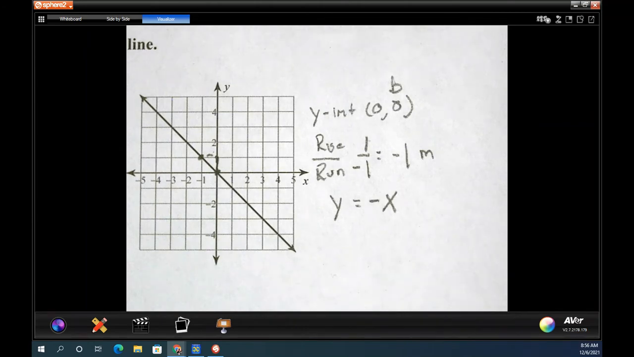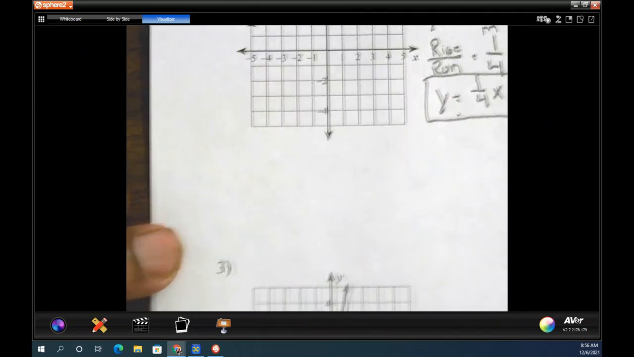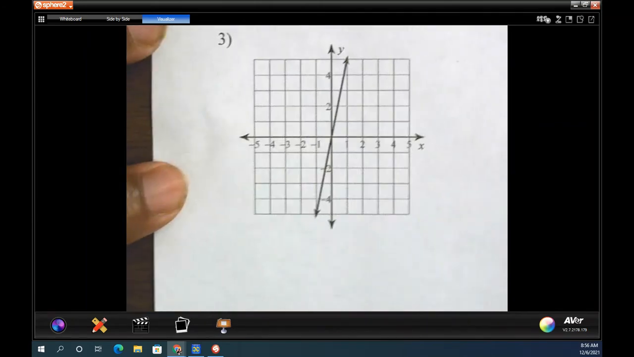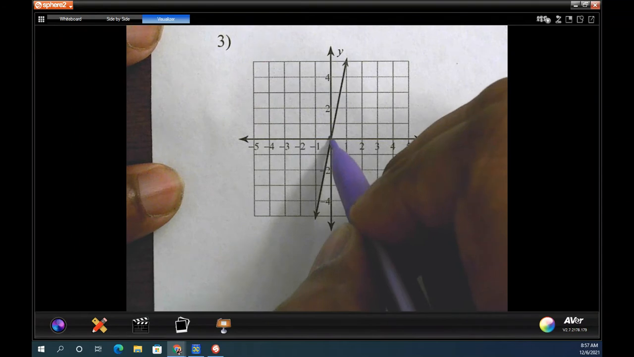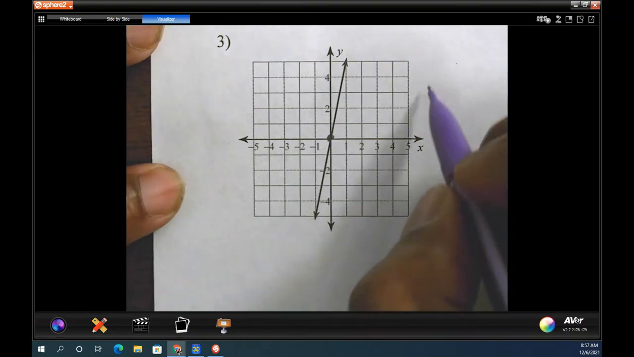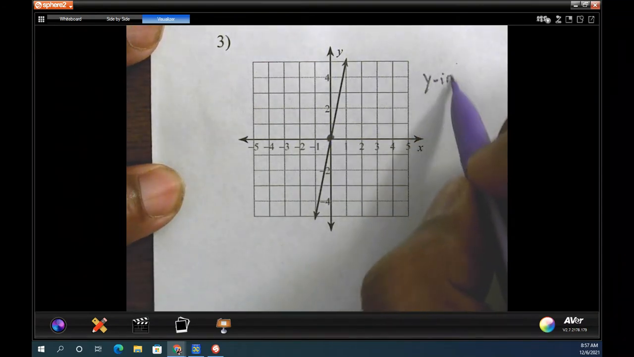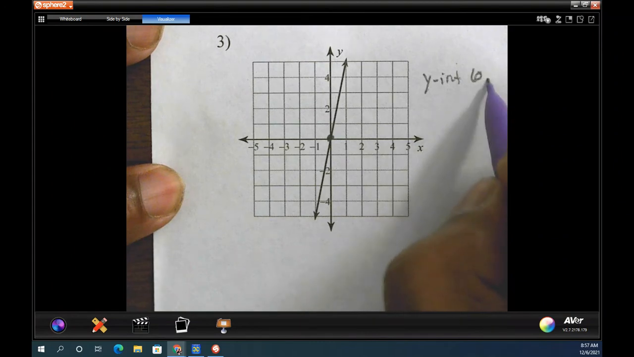All right, let's look at number 3. Here it is. The y-intercept is at (0, 0). Do we agree with that? So the y-intercept, (0, 0). There's our b.